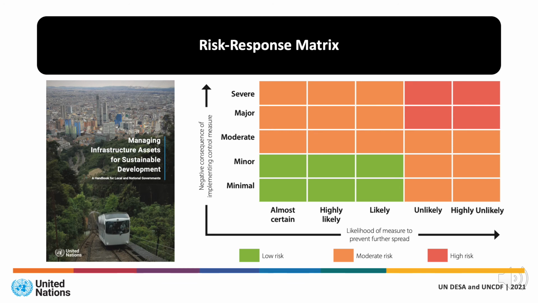We can plot our set of options within a risk-response matrix. Those options that have a likely to almost certain impact on controlling the spread of infections or illness, and which also have minimal or minor negative consequences, would fall into the bottom left corner. These options we should try to roll out first. At the opposite end, in the upper right corner, we might have a set of options which are highly unlikely to have an impact and have the potential of major and severe negative consequences. Those options we would want to initially avoid and perhaps never implement. Other options might fall somewhere in the middle, for which we will have to give special consideration, balancing the negative consequences of implementing control measures with the likelihood of the measure to prevent the further spread.